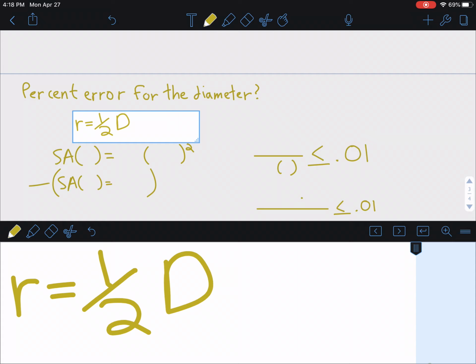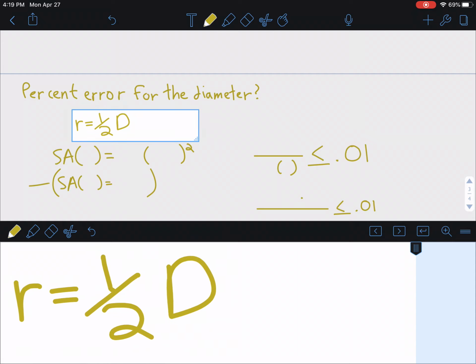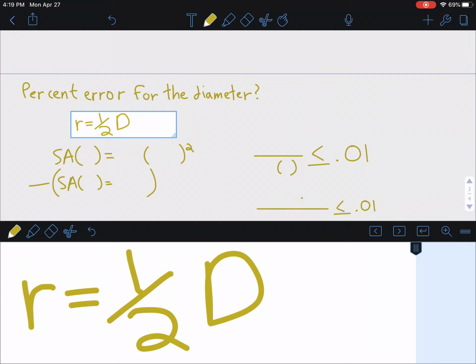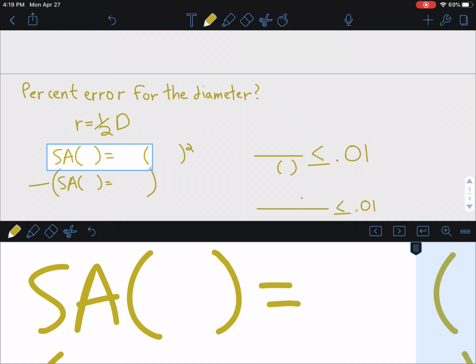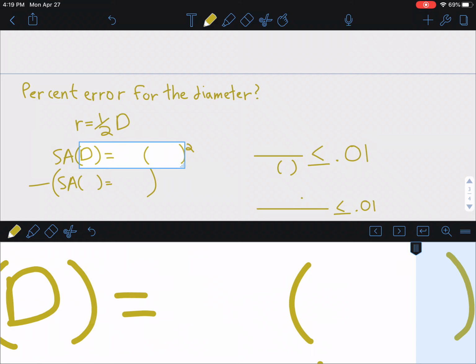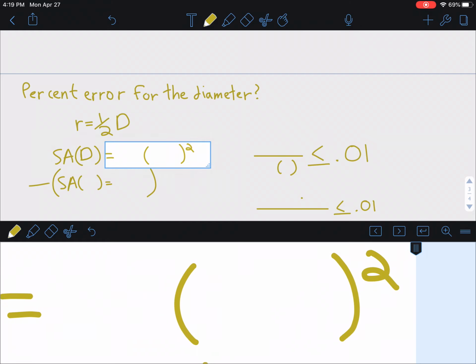But what I can do now is take this value for r, half the diameter, and plug it into my surface area of a sphere formula. So I'm going to write the surface area in terms of d. This is a very sad formula here, right? You guys are especially sad because you thought the notes were over.